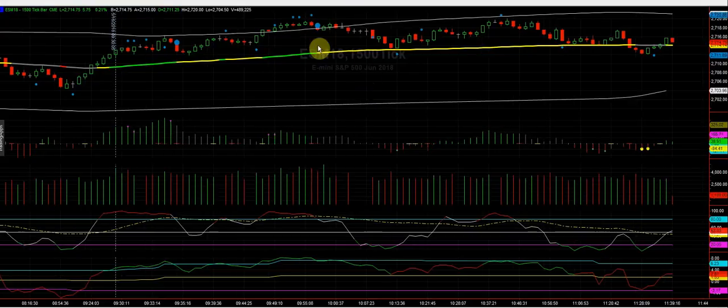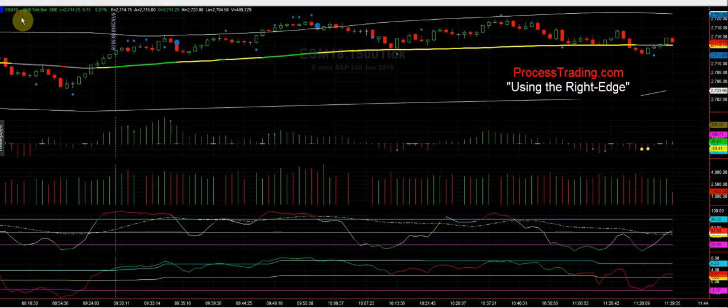Okay, this is Wednesday, May 16th, and I'm going to show you an indicator from processtrading.com using the Right Edge trading system. In particular, we're looking at the S&P E-mini 1500 tick bar chart, as you can see right here. The only thing I wanted to show you here real quickly was the difference between the Intergy indicator in processtrading.com, which stands for internal energy, and regular volume bars.